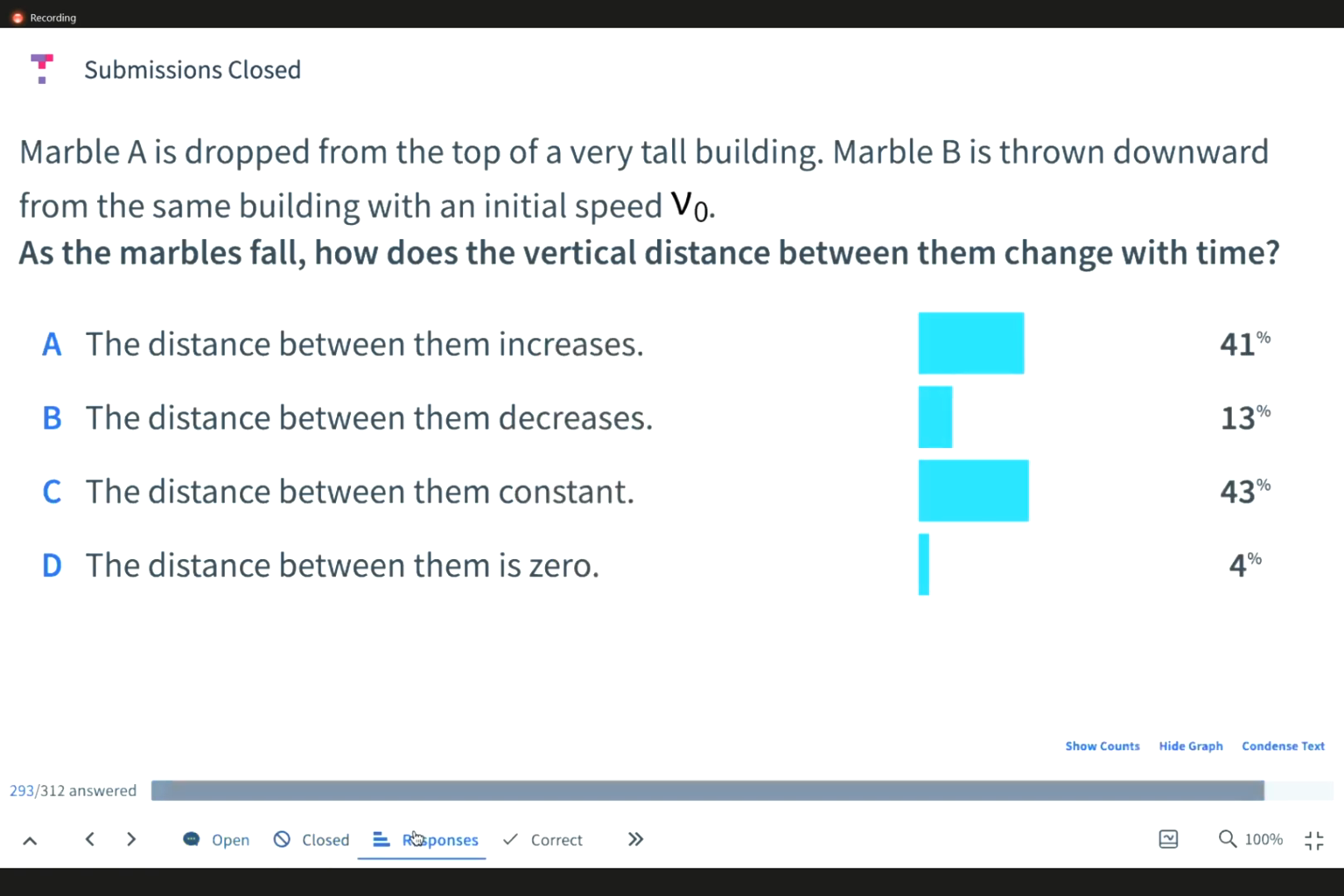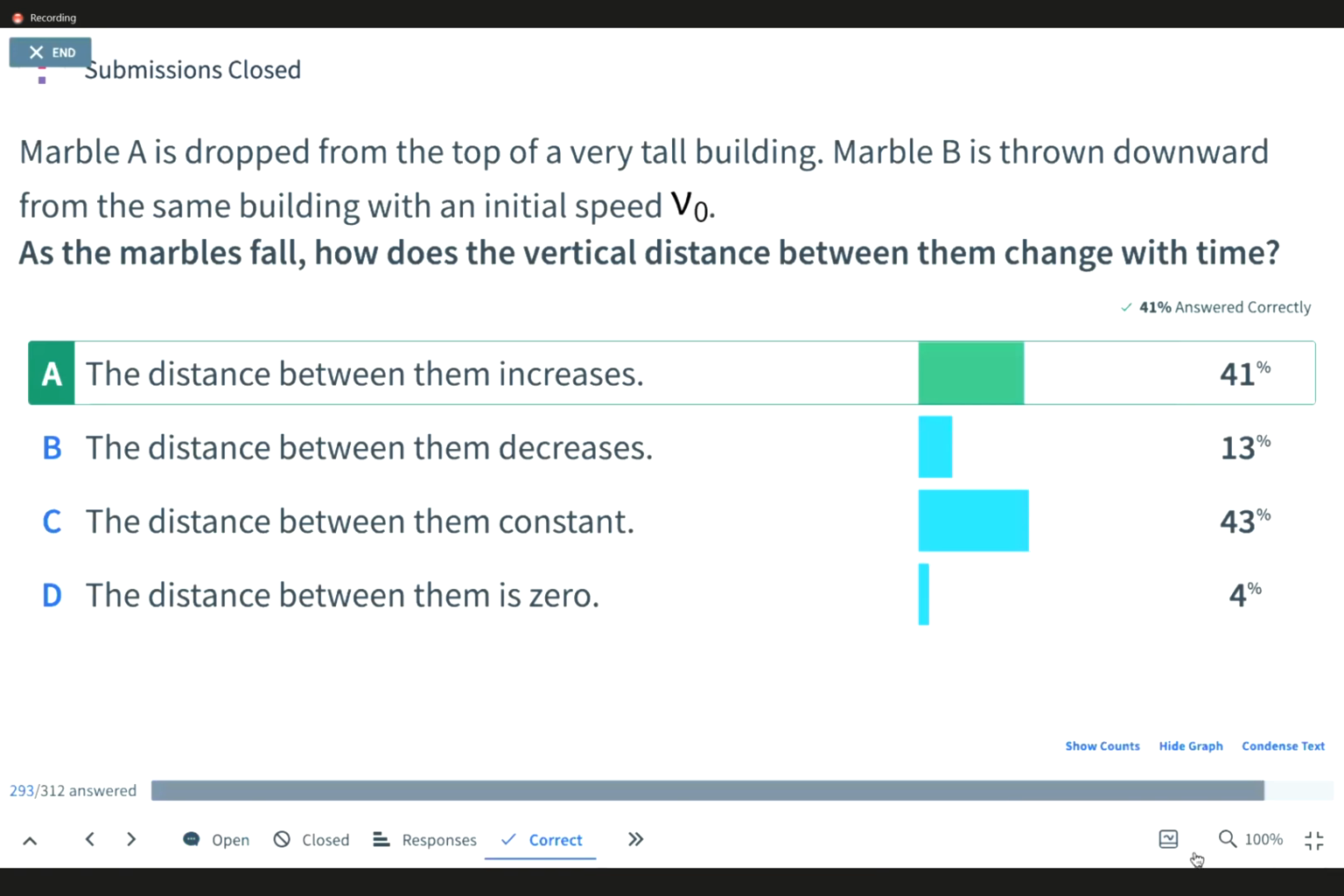Going to the responses, it was evenly split between the distance between them being constant and the distance between them increasing. And the answer is that the distance between them increases. The reason is, let's see if the whiteboard works. We have a formula: x is equal to v naught t plus half a t squared.